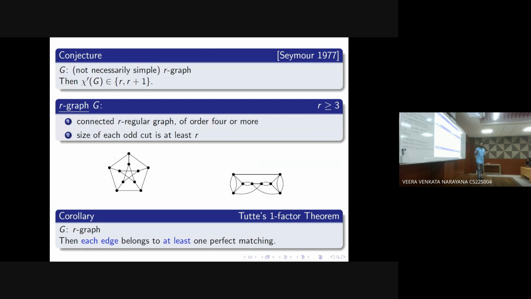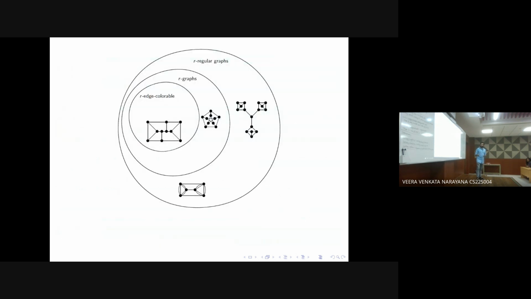Let's summarize what we have seen till now. R-regular graphs are a big class. In that, R graphs is a subclass. All r-edge-colorable graphs are completely contained in R graphs. So for an r-regular graph to be r-edge-colorable, it must be an R graph, but it's just a necessary condition, not sufficient.